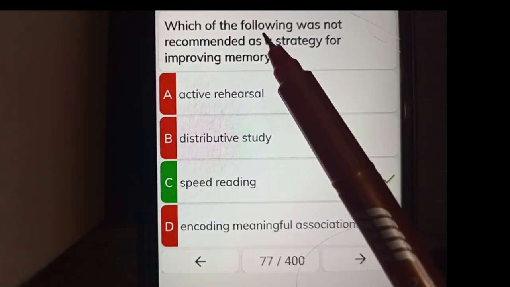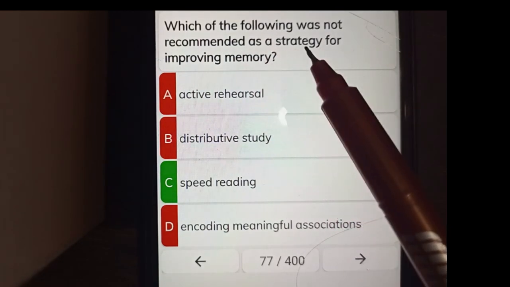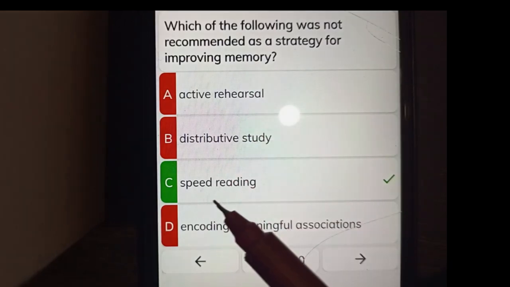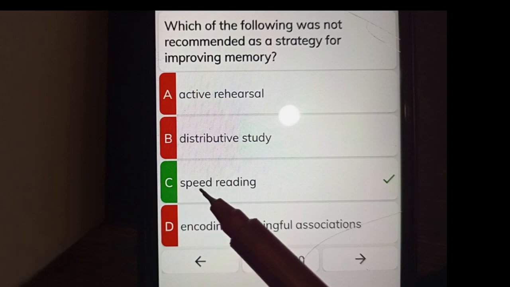Which of the following was not recommended as a strategy for improving memory? Speed reading. Speed reading, the C answer is correct answer.